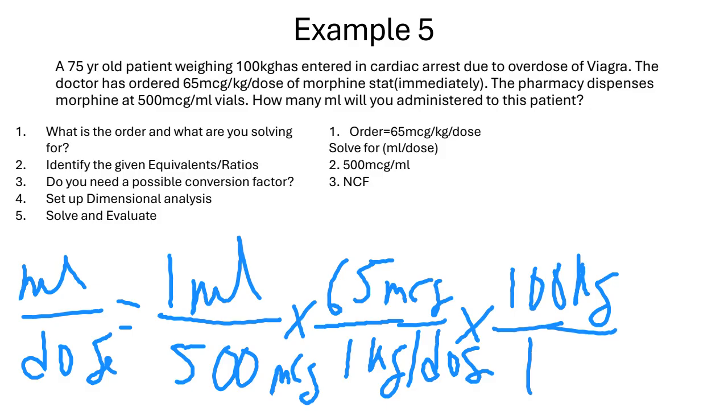Now that the dimensional analysis is set up, now you can do the math, multiply across, and divide by the bottom. After you do that, you can cancel out all the units that you don't need, and you will end up with your final answer. So let me do the math. That will give you 13 milliliters per dose.